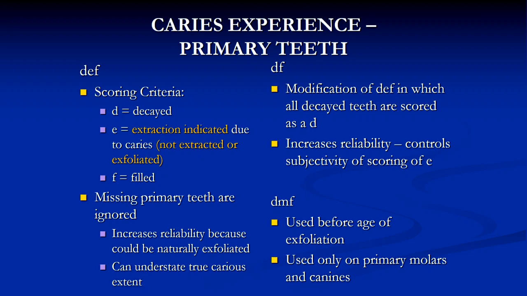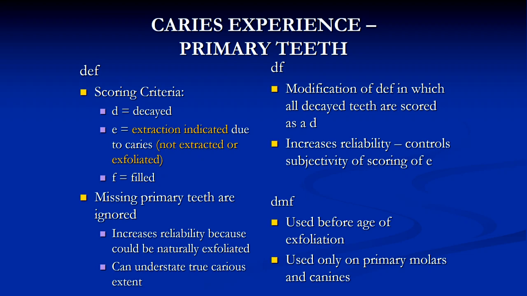And all teeth, if there's carious lesions, it's going to go into that D section or category. And then if it has a filling or a composite or something like that, it's going to go into that F. This really increases the reliability simply because sometimes the scoring of the E category can be a little bit subjective.